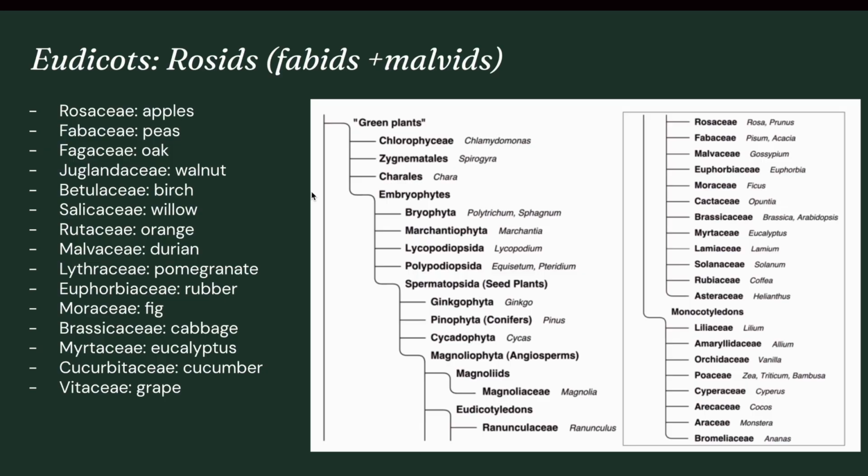So Eudicots have two major clades, I guess. These are not a formal taxonomic rank like class or order or family. They're just kind of an arbitrary word that describes this entire monophyletic group of Eudicots. So there are the rosids, which are split into two more clades, the fabids and the malvids, and there are a bunch of cool plants here that most of them you can actually eat.